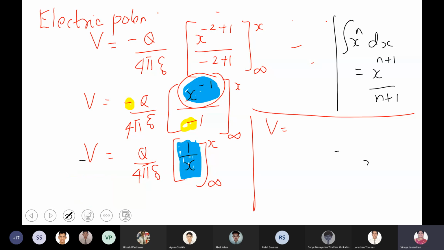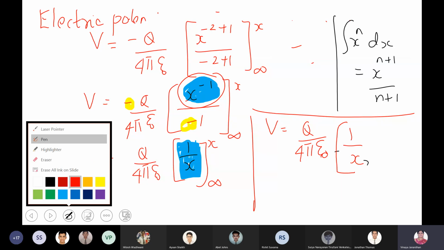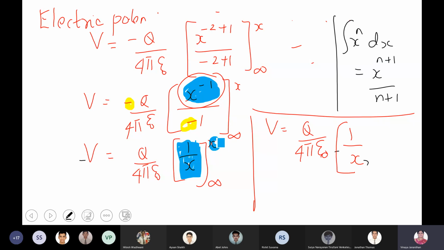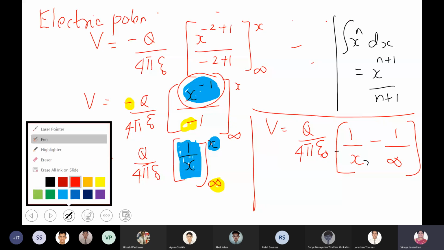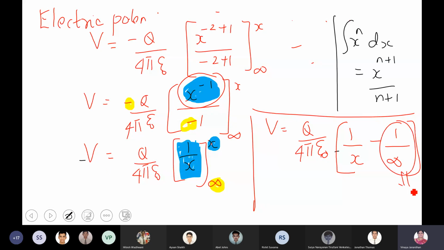So now V becomes equal to Q by 4 pi epsilon naught. Now x takes the value x first, the upper limit, and then it takes the lower limit. Which is your lower limit? This is the lower limit. So 1 by x minus 1 by infinity. What is 1 by infinity? 0. So this term is 0.